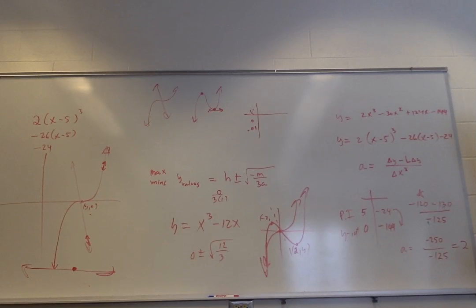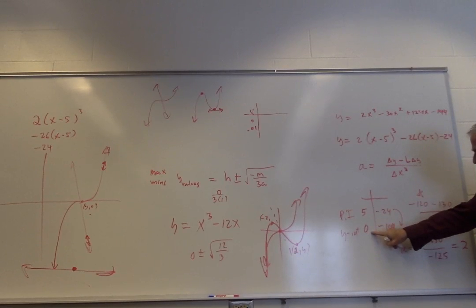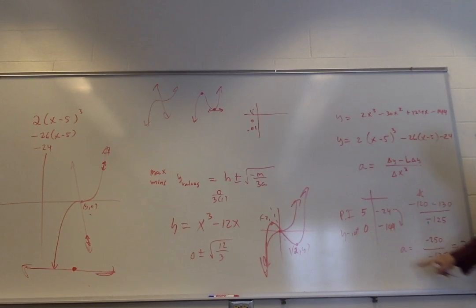The linear component came from plugging in a 0 here, and so that's positive 130. And so we're going to subtract that, which is minus 130, and we're going to divide that by the change in x cubed from point to point, which in this case is minus 125. And so you get a value of 2 for the A term. So that's another aspect of this.